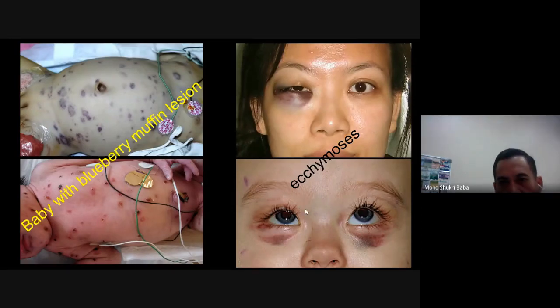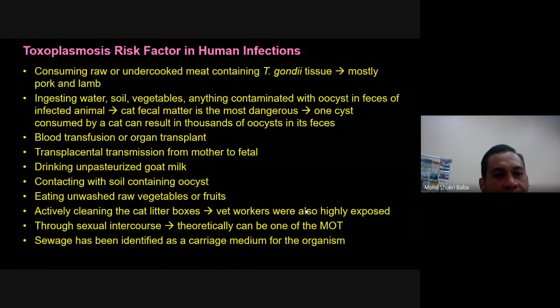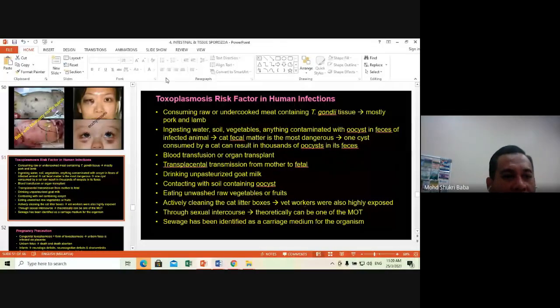Alright, so these are some of the symptoms in a serious condition of toxoplasmosis. That is why I say that among the sporozoa we studied this morning, toxoplasmosis is the one that needs the most attention.